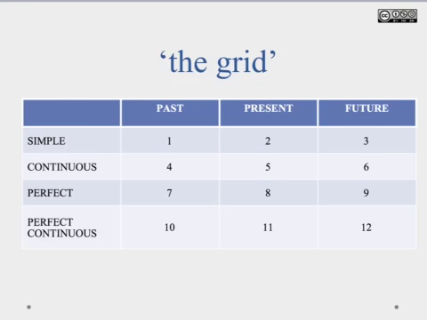If you combine the three times with the four aspects, you get 12 possibilities, and then you get the 12 tenses, being past simple, present simple, future simple, past continuous, present continuous, future continuous, past perfect, present perfect, future perfect, and finally past perfect continuous, present perfect continuous, and future perfect continuous. Any English sentence will use one of these 12 tenses.